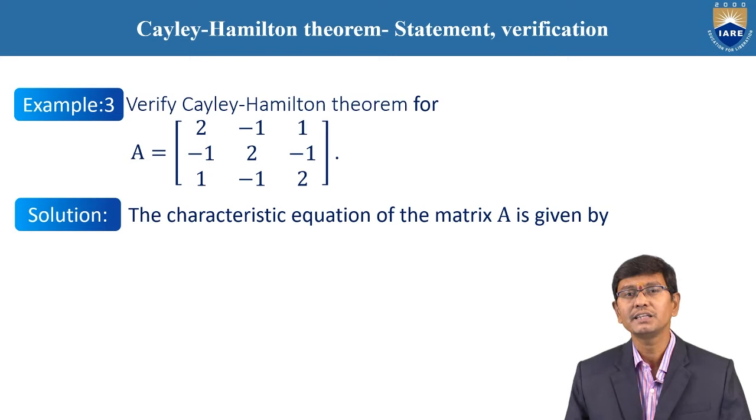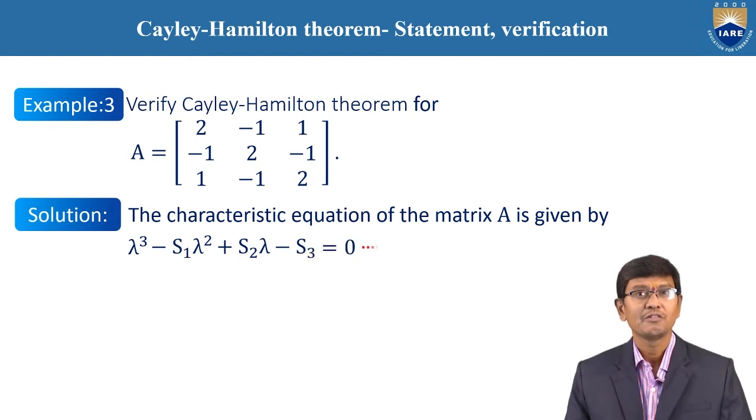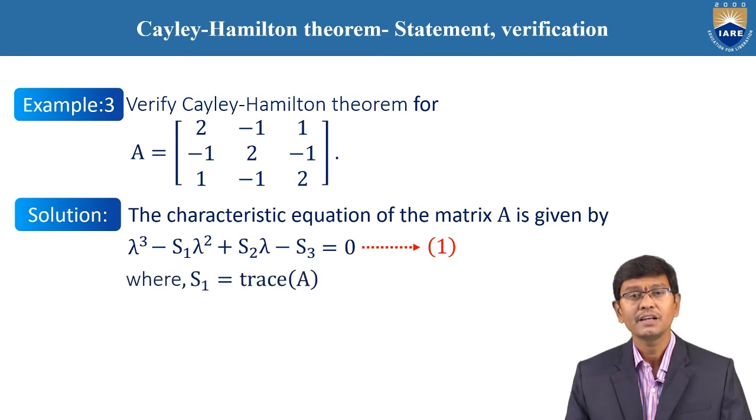Therefore, the characteristic equation of the given matrix A is the determinant of A minus lambda I equal to 0. The equation is like the standard equation for a 3 by 3 matrix, that is lambda cube minus S1 lambda square plus S2 lambda minus S3 is equal to 0, where this equation is treated as equation 1, and here S1 is equal to the trace of the matrix.